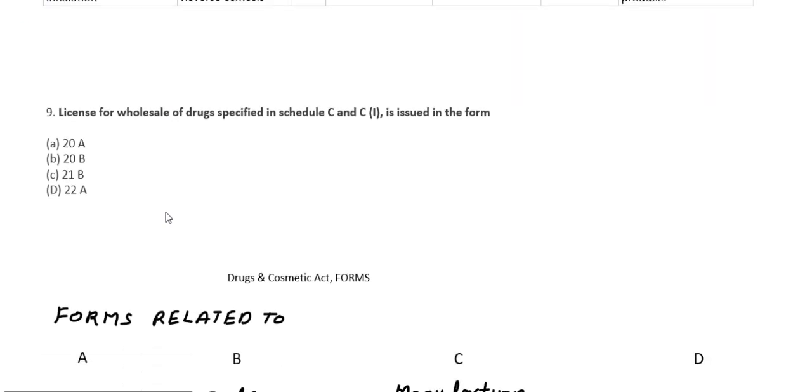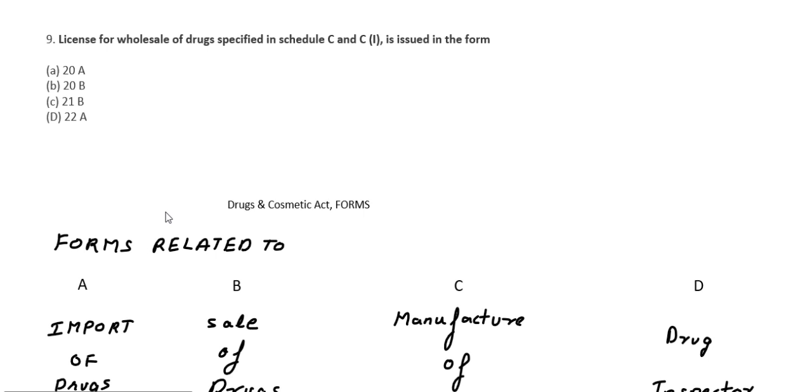Now let's go on to the next question. License for wholesale of drugs specified in Schedule C and C1 is issued in form. We have different options: 20A, 20B, 21B, 22A. So the right answer for this is 21B.